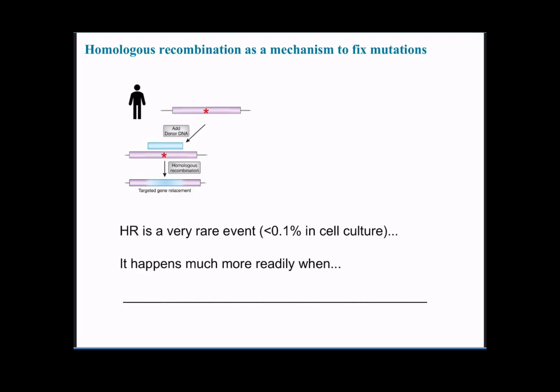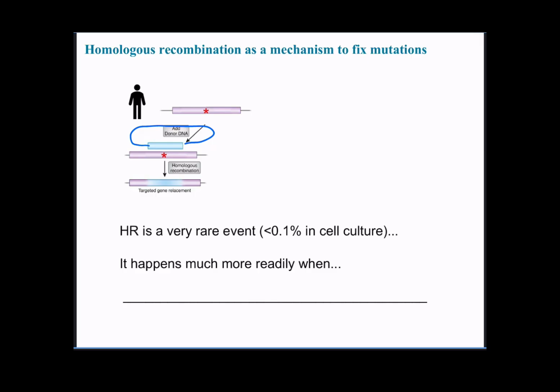So theoretically, you could introduce the therapeutic sequence that you would like to fix the problem with and hope for homologous recombination to replace the mutant variant or the broken sequence. But homologous recombination on its own is an exceedingly rare event. It occurs in less than 0.1% in cell culture. And we discussed this before, how whenever you introduce this therapeutic sequence as a vector, right, and you hope for homologous recombination, that's going to be a very rare event.